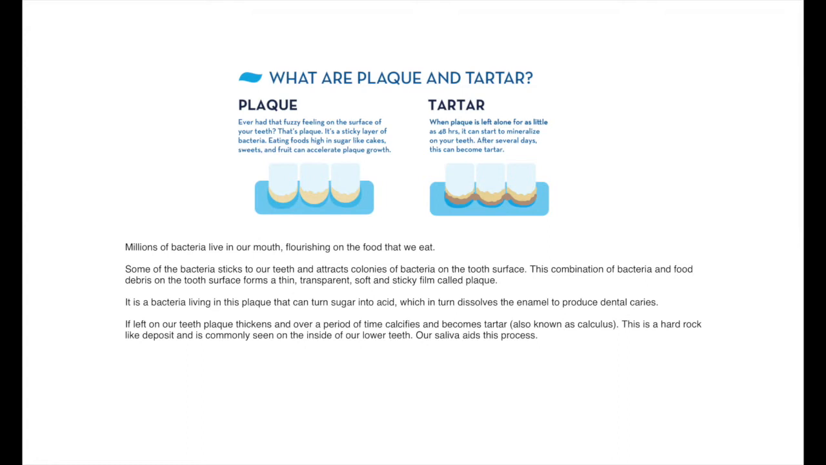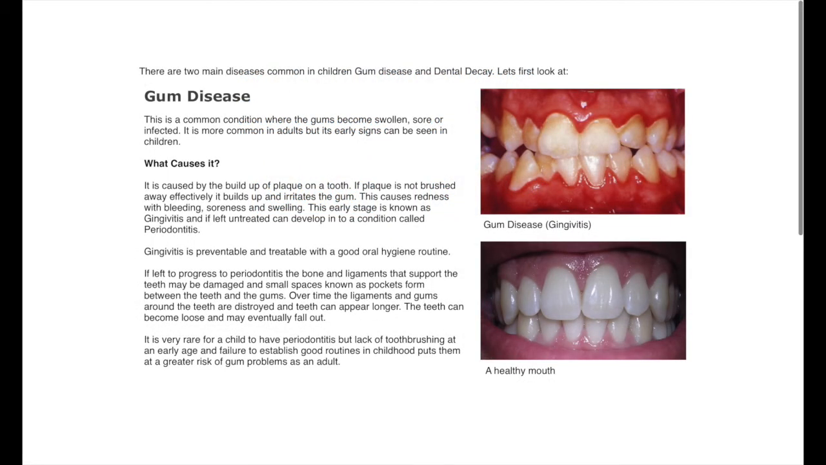Eating foods high in sugar can accelerate plaque growth. It is the bacteria living in the plaque that turns the sugar that we eat into acid. It is this acid that dissolves the tooth enamel to produce dental caries. Plaque left around the gum line can irritate the gums and can cause gum disease or periodontal problems. If plaque is left on the teeth, it thickens and over a period of time calcifies to form tartar or calculus. This is also known as scale. This hard build-up can only be removed by a dentist using specialist instruments and is the treatment known as a scale and polish. Let's look further into gum disease.